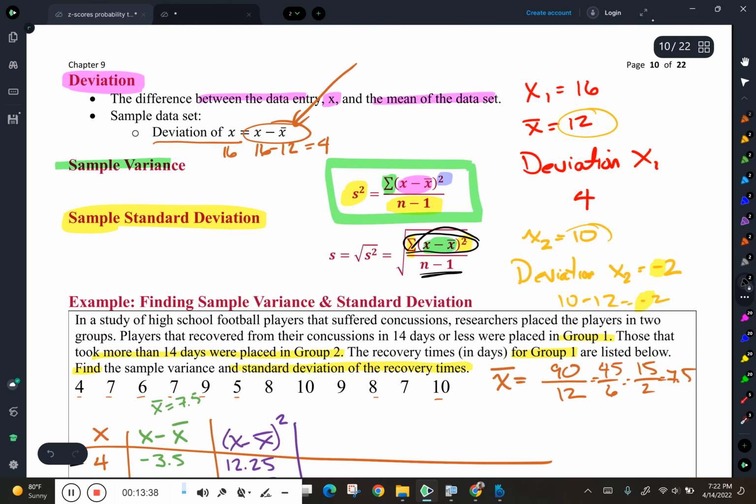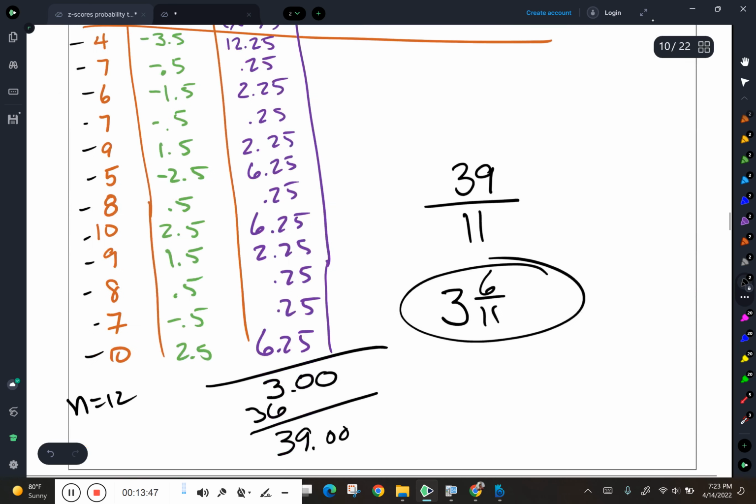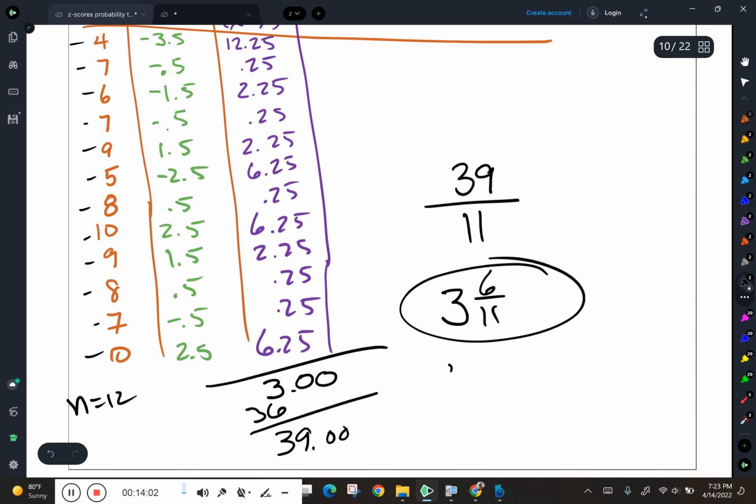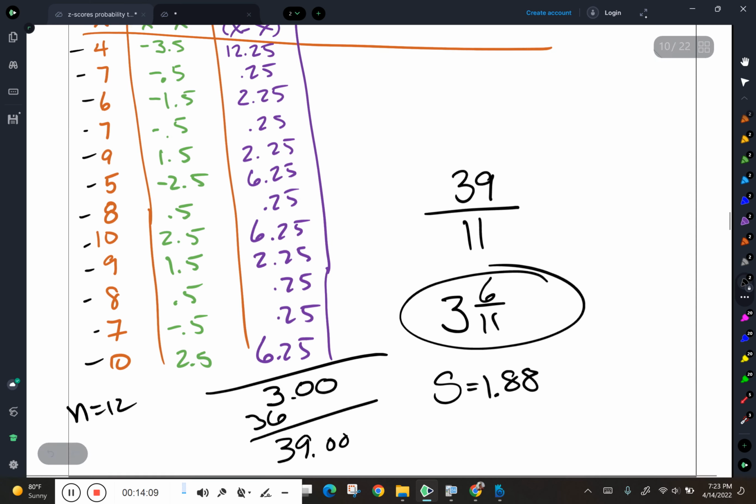So now what have I done? Oh, I've done everything inside of the root. Now I need to do the root. I need to take the square root of that. So I'll grab my calculator and I'll say, okay, calculator, what is the square root of, let's see, 39/11ths? I guess I'll write it like that so I don't get it wrong. And I get 1.88. And so I get that my standard deviation is 1.88.